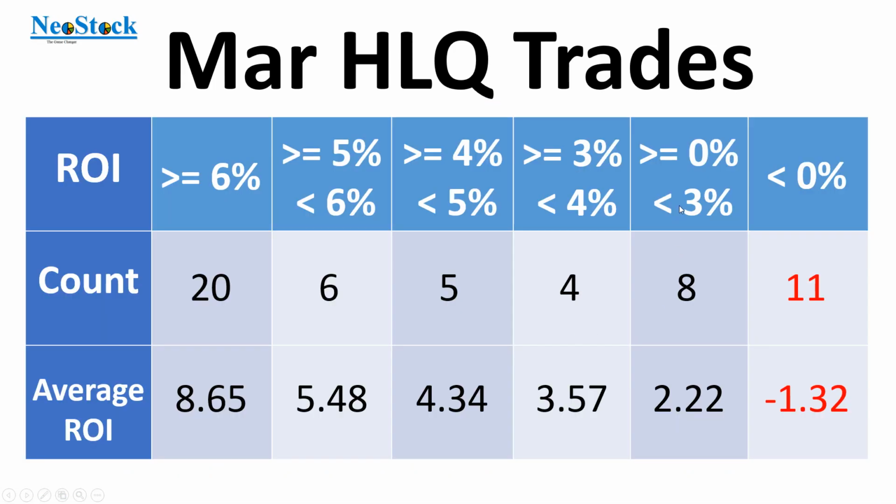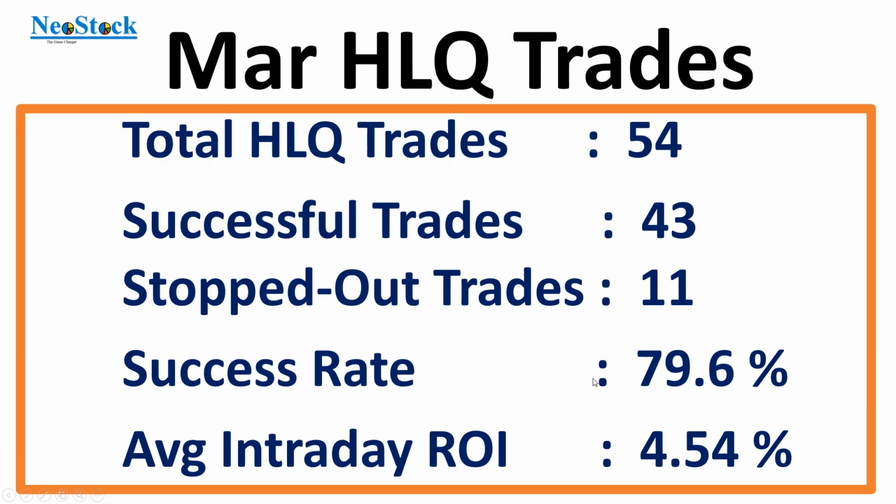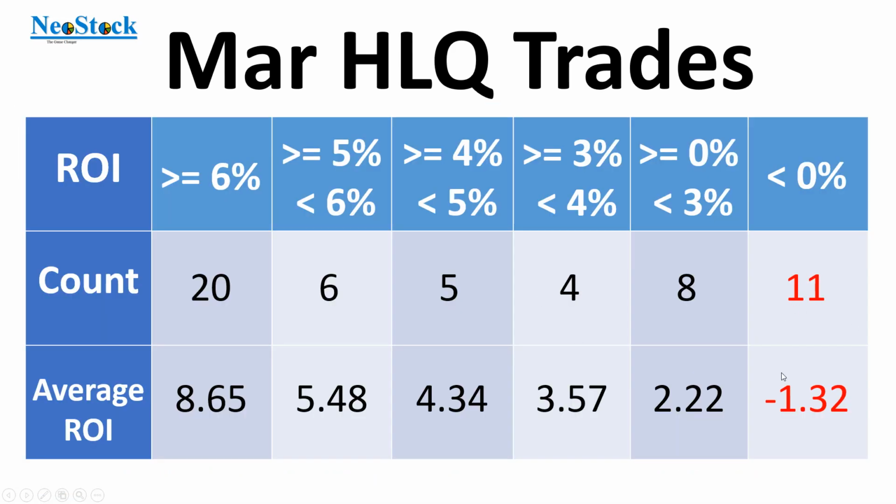The main reason is because we got 8 stocks between 0 to 3%, and the average ROI for all these 8 stocks is 2.2%. This is actually a high number. Generally between 0 and 3%, we should get maybe 3 or 4, but we got 8. This is one of the reasons why our average ROI is reduced to 4.74. Of course, the stopped out trades are another major reason.